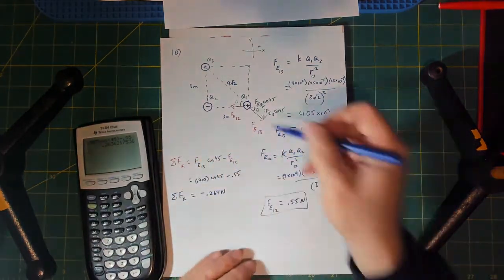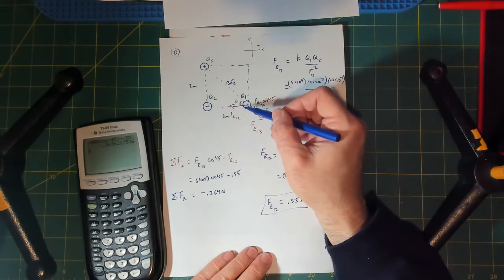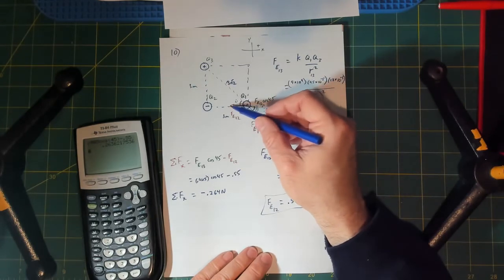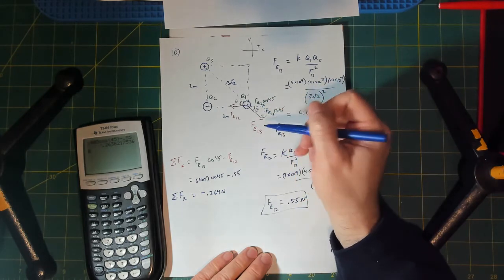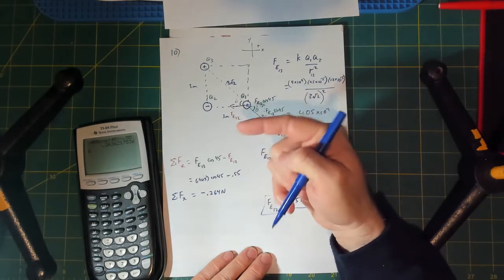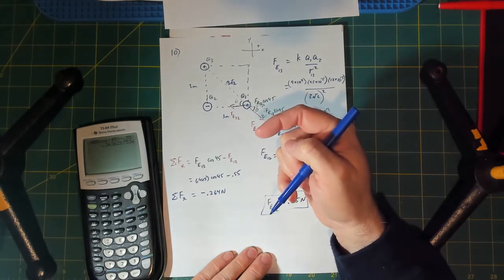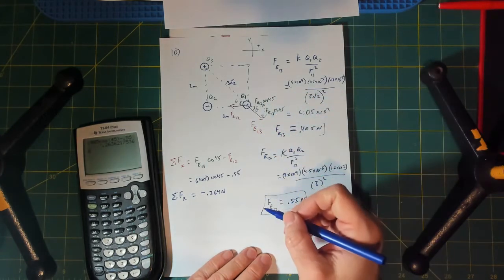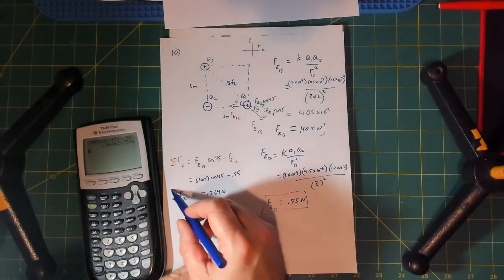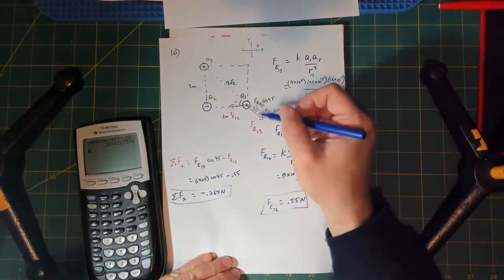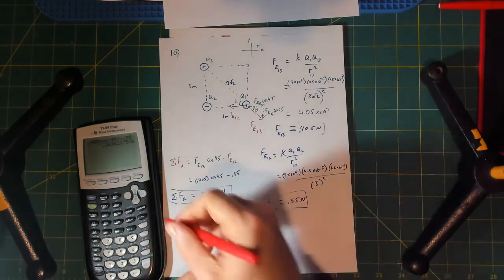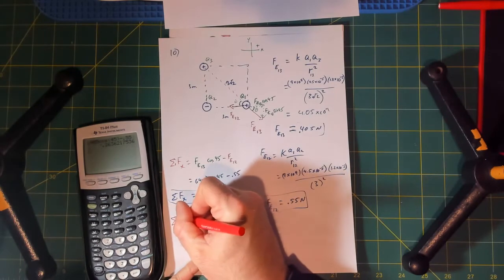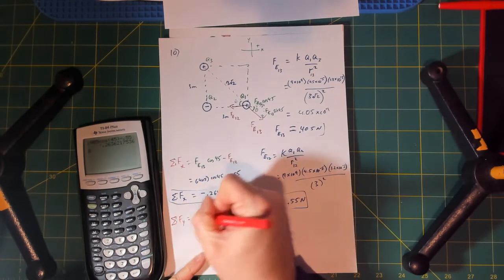You say, well, it turns out this horizontal force here is bigger than this component here. So the total ends up being to the left. All right, so that's my horizontal force. Now I want to find the total force in the vertical axis. So I'll do the same sort of thing. I'll do the sum of the forces in the vertical axis.